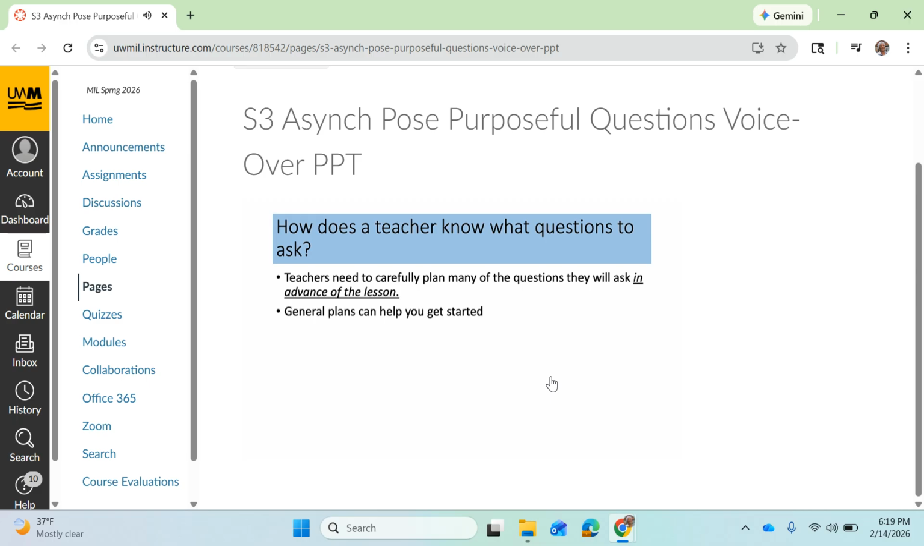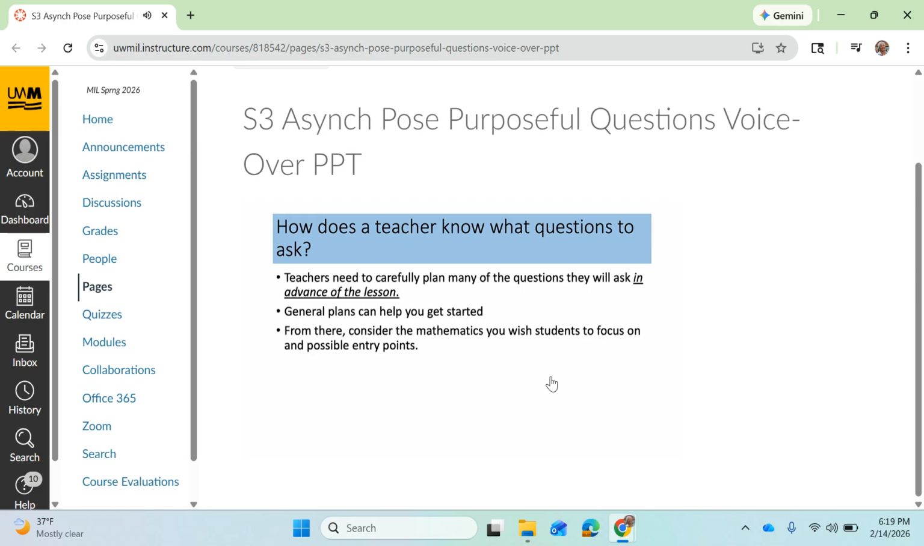General plans can help you get started. You know, those broader things that work in most situations, like how did you think about this? Or is there another way that you could represent this? Or how does your answer compare with your partner's? That can help you get started.